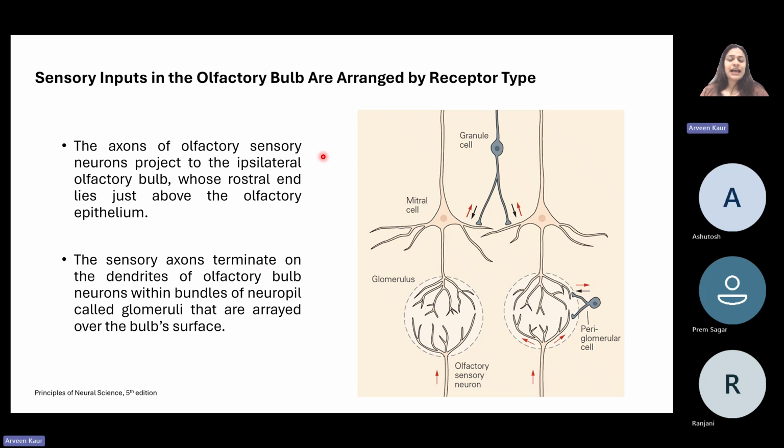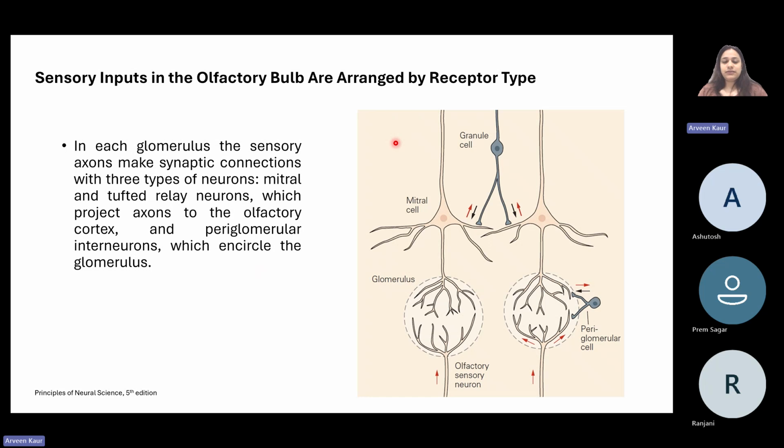The axons of olfactory sensory neurons, okay, so the same thing is written over here. In each glomerulus over here, sensory axons make synaptic connections with three types of neurons, right? It could either be mitral and tufted relay neurons, which project axons to the olfactory cortex, and periglomerular interneurons, which encircle the glomerulus, right?